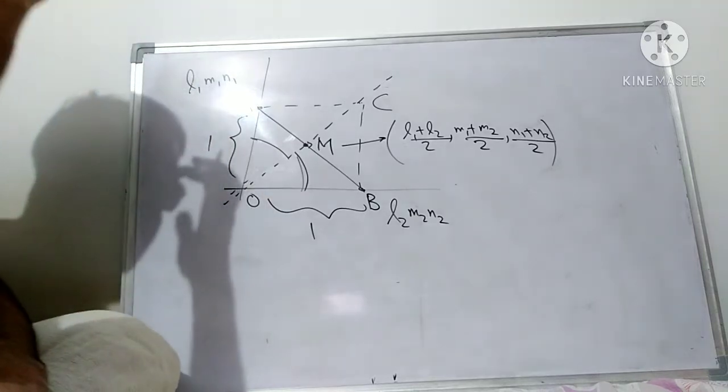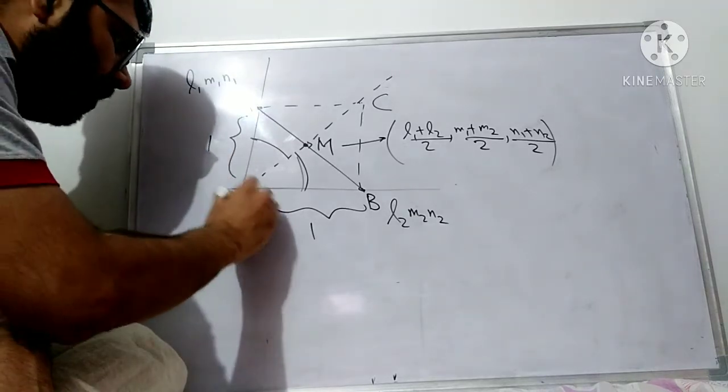Now, how do I calculate the direction cosines for this line, which is the angle bisector?